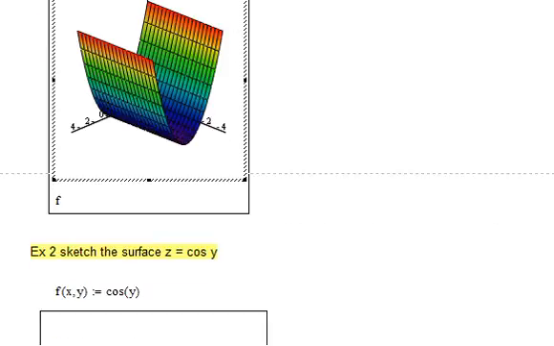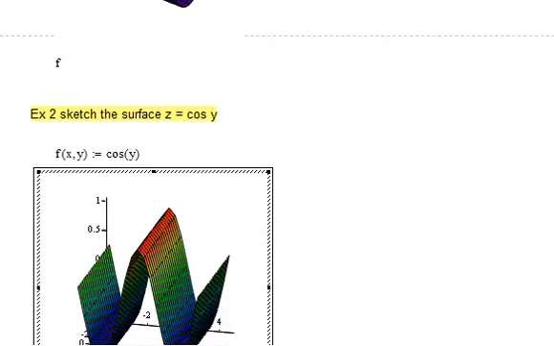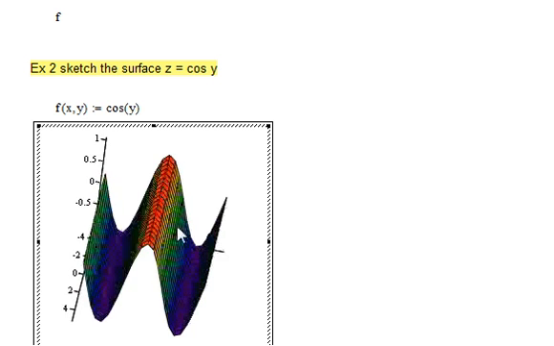Here's another one. Sketch the surface z equals cosine y. Well, before I go down there and look at it, what do you think f of x, y equals cosine of y would look like? Why, of course, it would look like a wavy old cosine graph, but instead of being one dimension, it would be sort of like a plane that's wavy, sort of like looking out at the ocean, right? And here it is. See the ocean waves there?